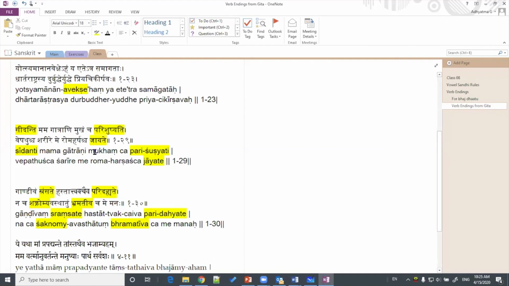I'm not discussing a lot of meanings here, but just want to tell you that some of the other words also you would start noticing. Gātrāṇi. Remember we discussed the neuter form, gātrāṇi, first case plural. So sīdanti, the plural form of the verb, comes with gātrāṇi. Gātra means limbs. So limbs are shaking, sīdanti, or limbs are becoming lifeless.